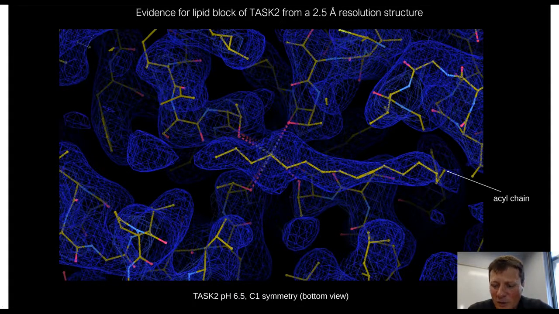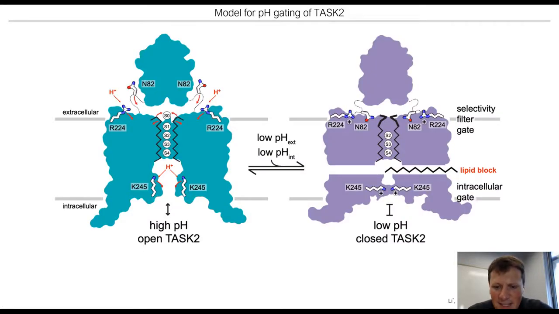And so what we can see in this slide here is that from the lower resolution reconstructions, we were able to understand how protons are sensed on the extracellular and intracellular sides of the channel to gate the channel closed with the selectivity filter and inner gate, respectively. And we're now very interested in understanding how this potential lipid block of ion conduction works in these channels and how it interacts with these other proton gates on either side of the membrane.